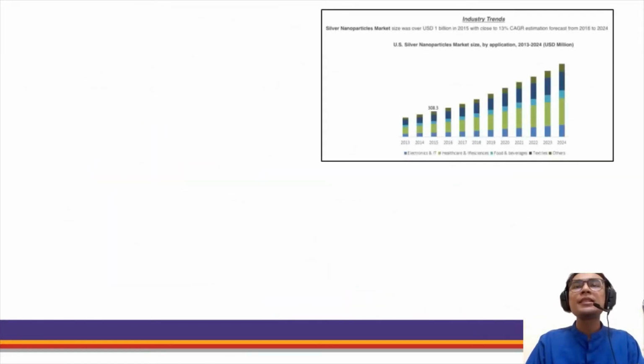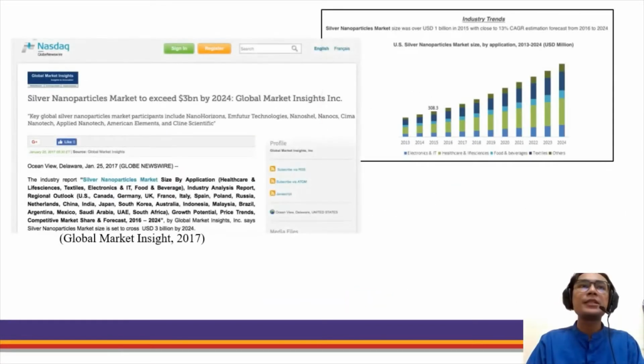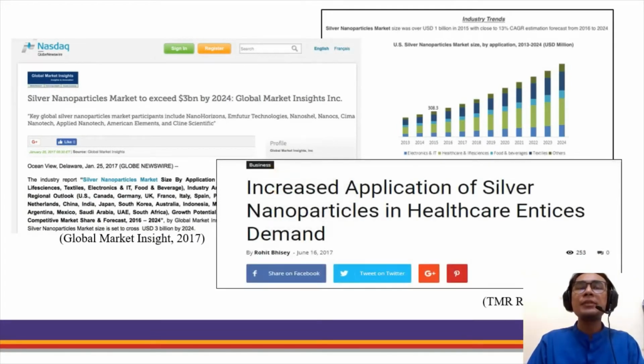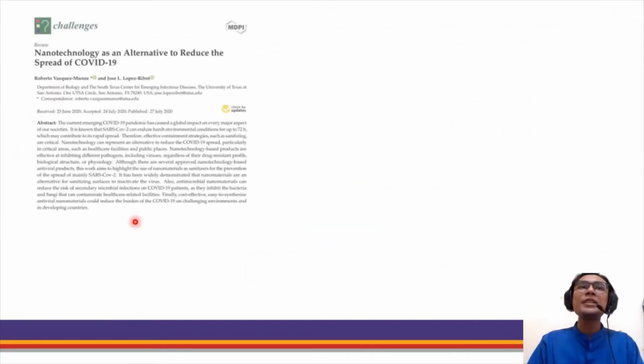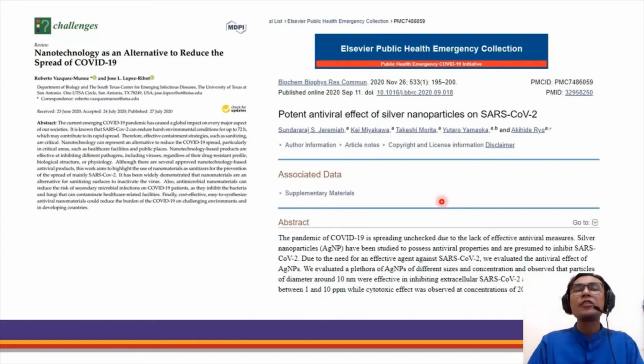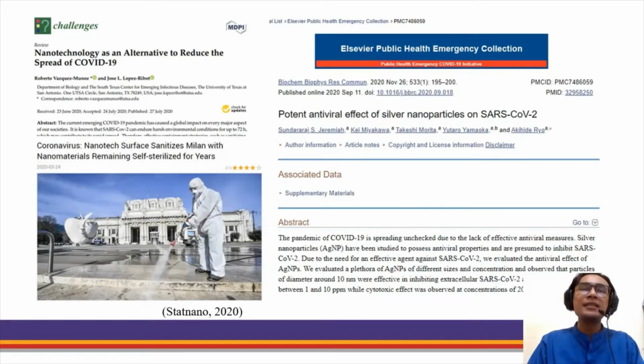This is the current projection for silver nanoparticles in the market, and it is expected to reach 3 billion by 2024. It is expected to reach much higher due to the COVID-19 pandemic, where nanotechnology and silver nanoparticles are used as an alternative to reduce the spread of COVID, as an antiviral agent and as a sanitizer.